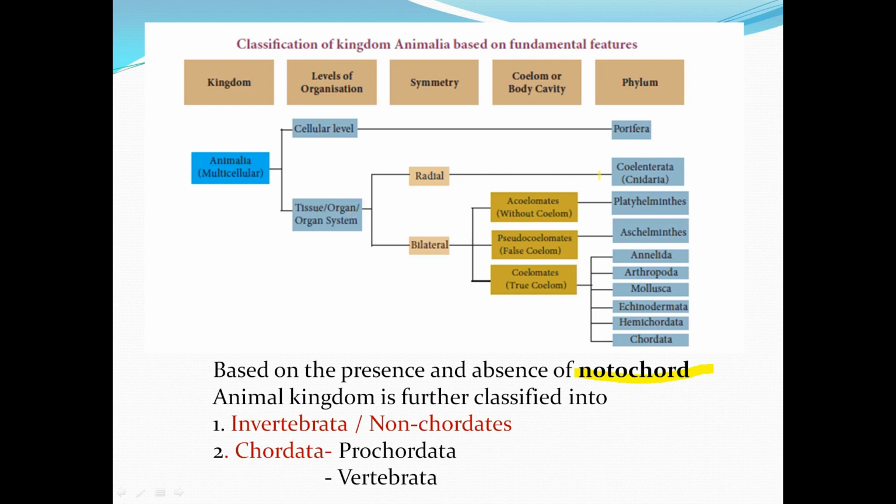In radial symmetry we have only one phylum, that is Coelenterata or Cnidaria. Bilateral symmetry is again classified based on the type of coelom as acoelomate, primitive, pseudocoelomate and coelomate, higher. In acoelomate we have one phylum, that is Platyhelminthes; pseudocoelomate, the next phylum, Aschelminthes; and the rest of the phyla come under the coelomates or the true coelom. So what are the phyla that come under the coelomate? Phylum Annelida, Arthropoda, Mollusca, Echinodermata, Hemichordata and Chordata.